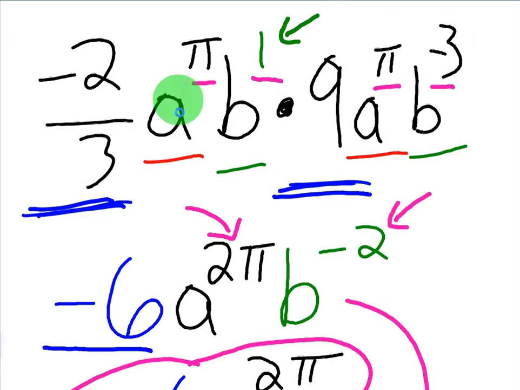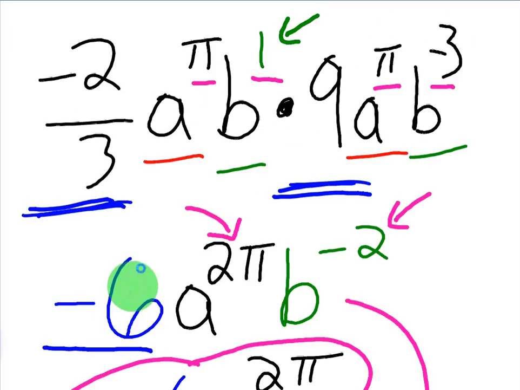When you have like bases, you add the exponents. So we're going to see that as we apply that rule. This one's going to be a little bit more advanced, but I wanted to show it to you because you will see it in the future. First thing we're going to do is multiply the constants together, the coefficients. Negative 2/3 times 9 is negative 6. 2/3 of 9 is 6, and it's negative, so it's negative 6.